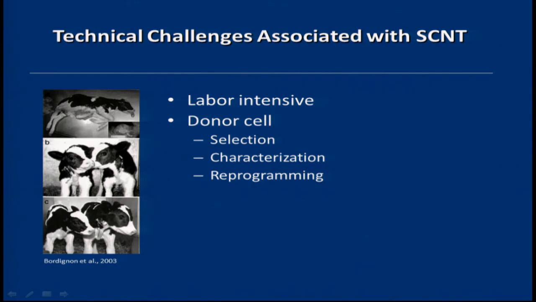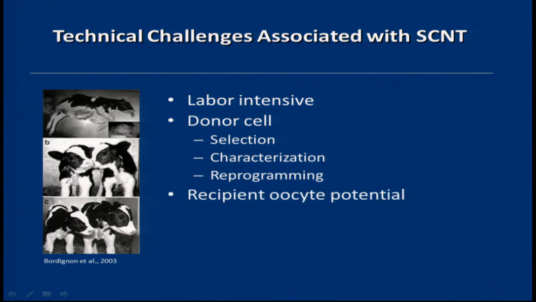Donor cell selection. Not only, you know, from which individual you derive the donor, because we have seen some suggestions that the genotype of the donor cell is important, but also how you process the cell when you're collecting it is important. Characterizing it, particularly if you're doing transgenics. And then some studies have looked at whether we can reprogram the cell before you use it, or at least assist the oocyte in reprogramming the cell before you use it in somatic cell nuclear transfer.